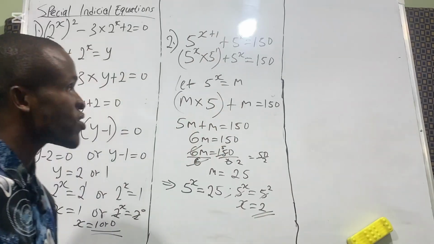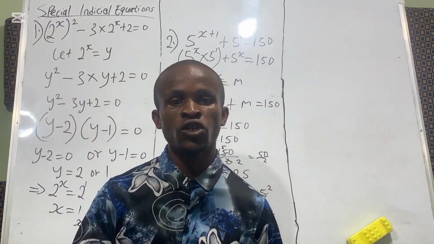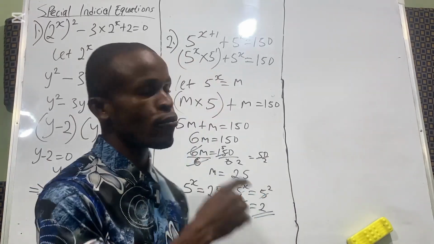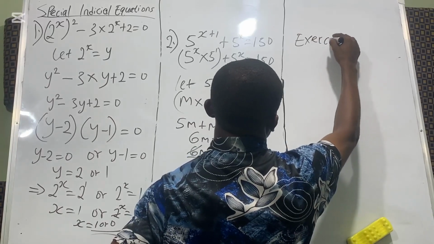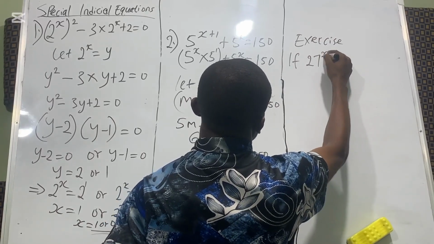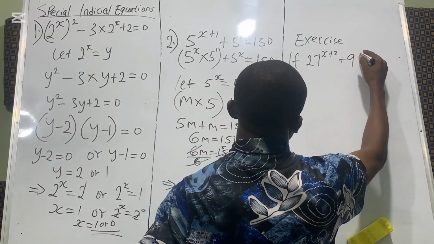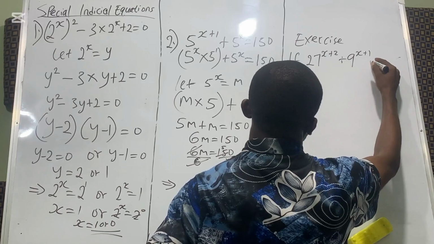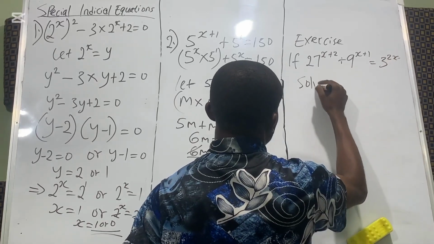At this point, I'll give us one problem to solve and then drop the solution in the comment section. Here is the exercise. 27 to the power of x plus 2 divided by 9 to the power of x plus 1 is equal to 3 to the power of 2x. Solve for x.